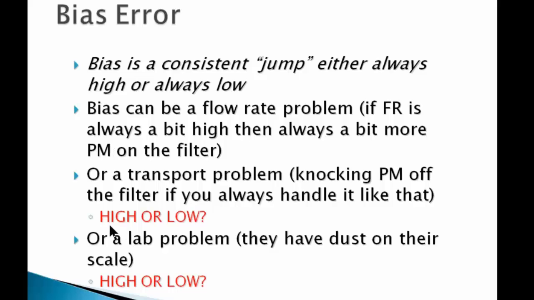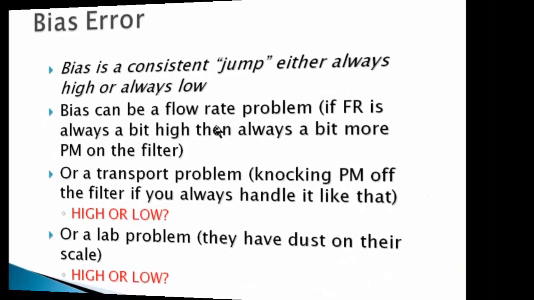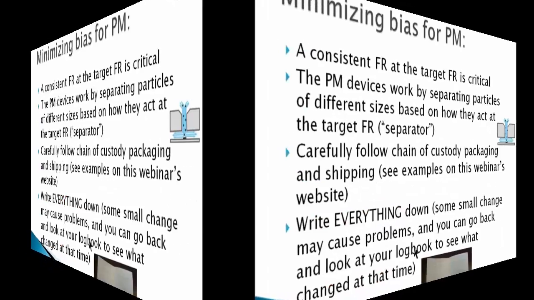Or could a lab problem cause bias error? If they have dust on their scale and they don't tare their scale before they start, would that cause a high bias or a low bias? In general, it'll probably show that there's more particulate matter on the filter than there really is, just because they've already got dust on their scale. So these are potential sources of bias error. Again, it's a consistent jump, always high or always low, and you really want to minimize bias.